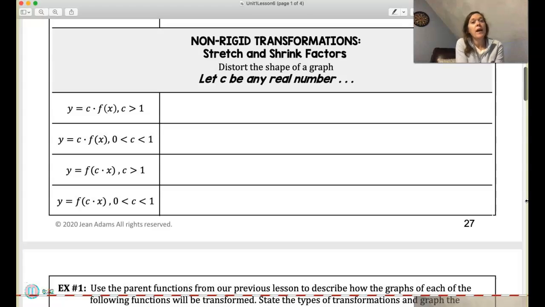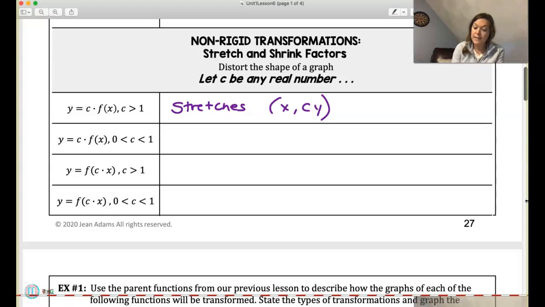So for the first one, what happens when we have our c be a factor in front of our f of x? Well, when your c is a number larger than 1, because if it was 1 nothing would change, we're going to be doing a stretch. It's going to be stretching it by a factor of c. So my rule would be x goes unchanged, but my y gets multiplied by that factor of c.